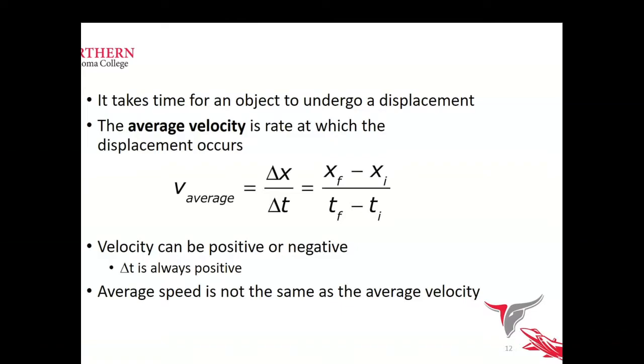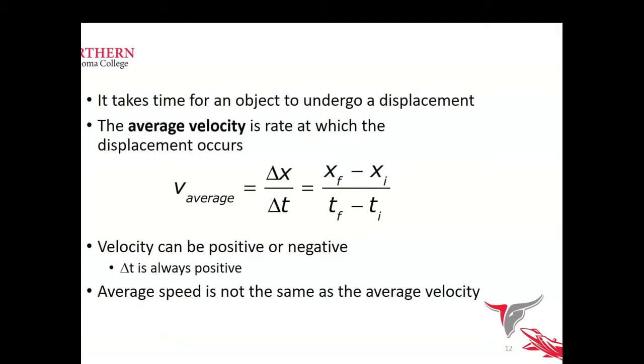Time is always positive. If you end up with negative time, you know you've done something wrong, because we haven't figured out how to go backwards in time. Time is always positive. But average speed isn't necessarily the same as average velocity, okay? Just remember that because we're dealing with different terminology.